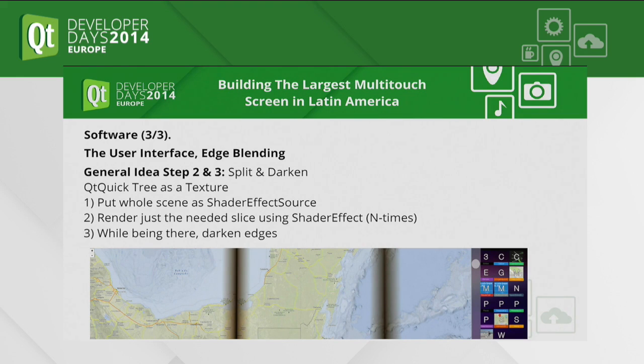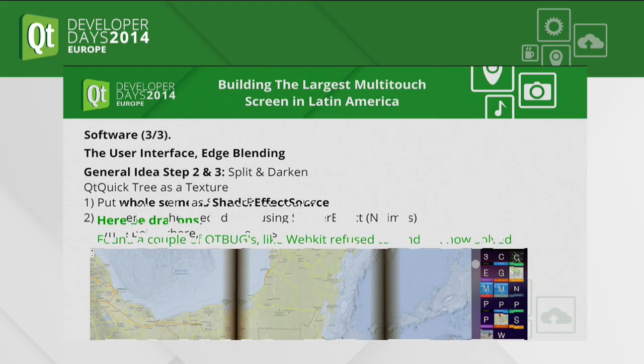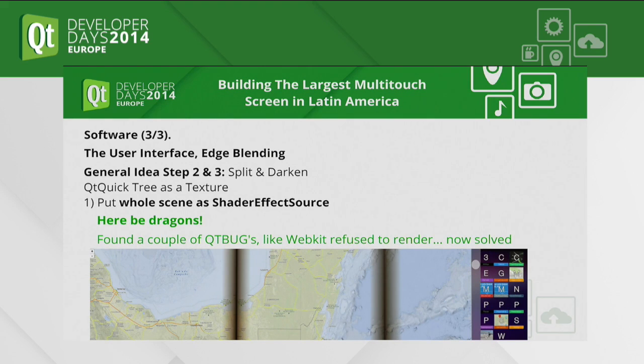You can put some handles there. What I was talking about is something that scanned a folder. It is basically this. That's the menu, and the other thing is the blending. Especially this application that you see here is where we found a couple of Qt bugs. For example, WebKit refused to render. That was the hardest one. And well, it's now solved.